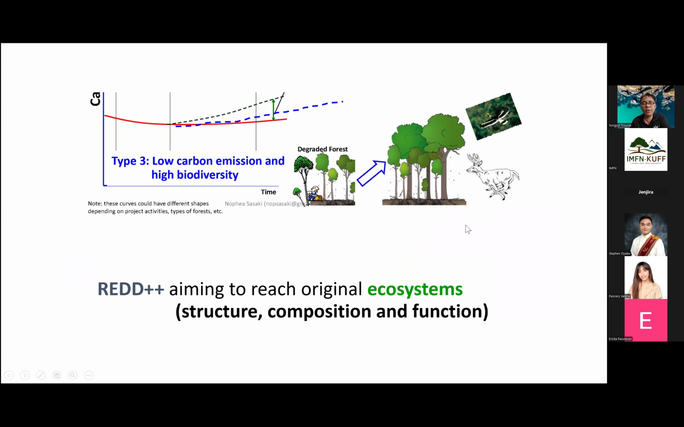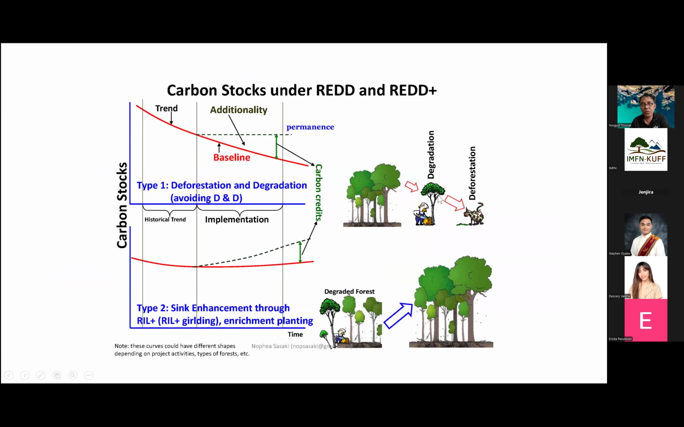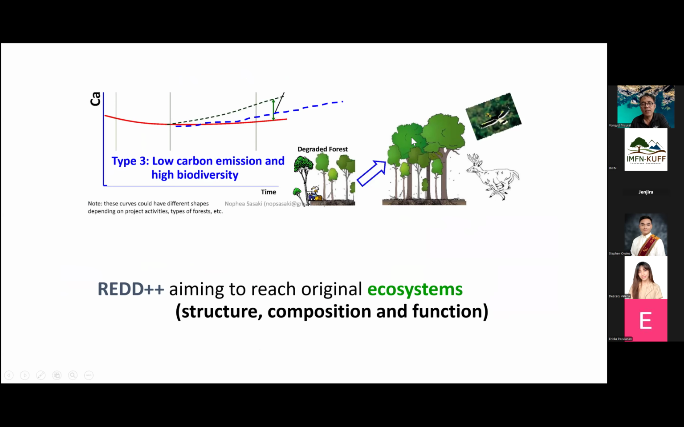So it means that not only to put a tree, but also to consider other ecological functions. For example, use the native species and consider the structure of the ecosystem. So wildlife, that bird and mammal can utilize this area.